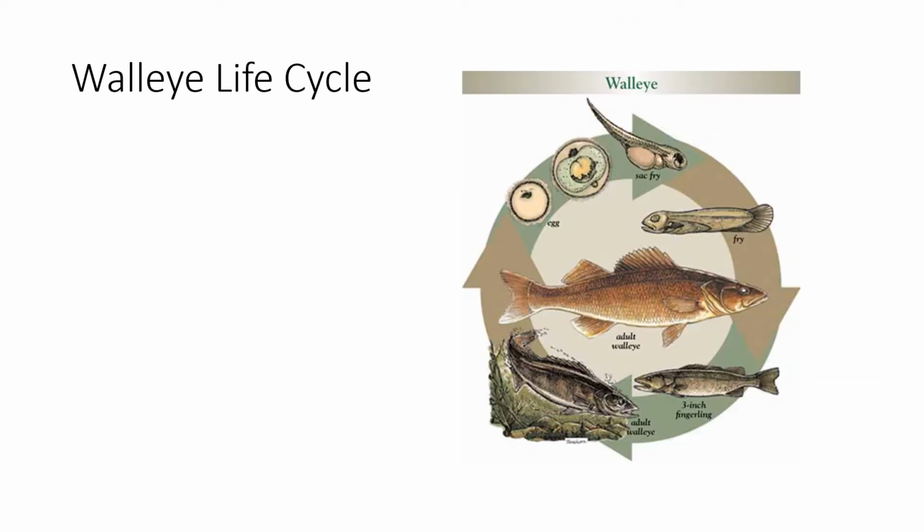I also wanted to give a quick background on the life cycle of walleye. In the spring, walleyes migrate to rocky shorelines or inlet streams with gravel bottoms where they will spawn. This migration might be a long distance. For example, Wisconsin DNR stated that walleye in Lake Winnebago may travel 100 miles up the Wolf River in order to find suitable spawning habitat.